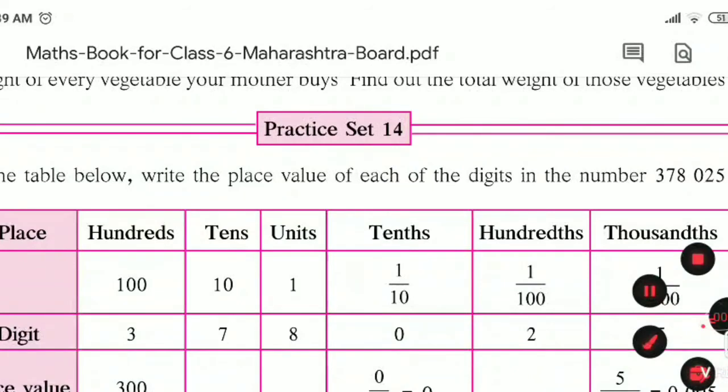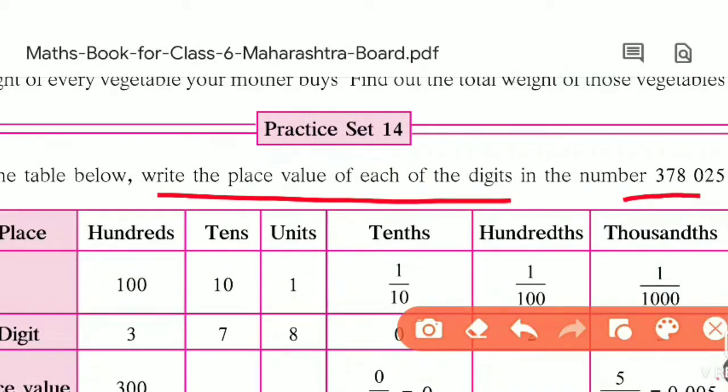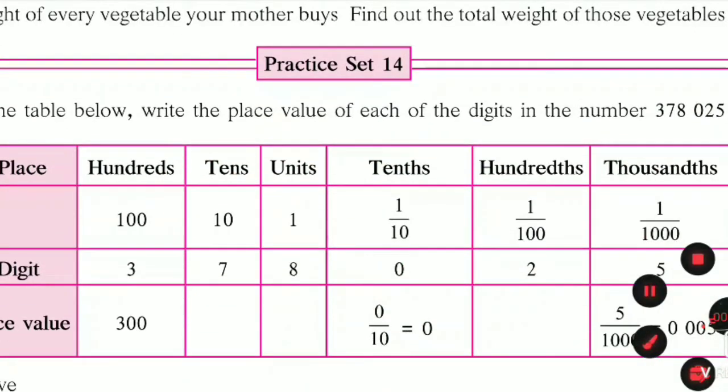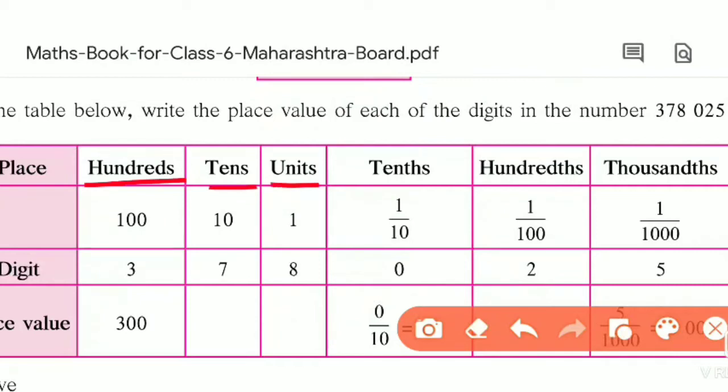Now in practice set number 14, there is one question given to us, and that question is: in the table below, write the place value of each digit of 378.025. First of all we will see the places of these numbers. As I just taught you, first is the hundreds place, tens place, unit place, then tenths place, hundredths place and thousandths place.